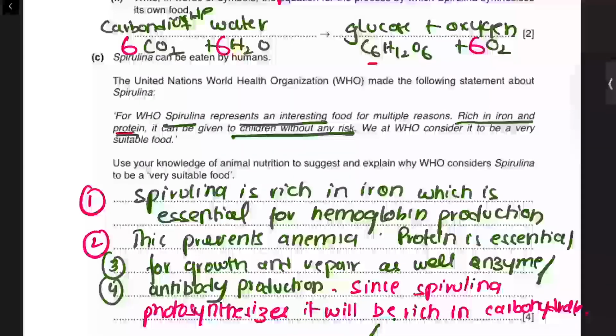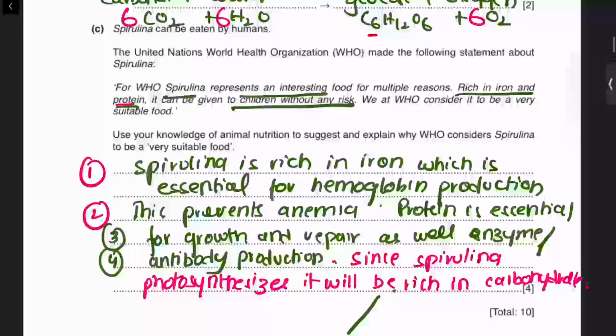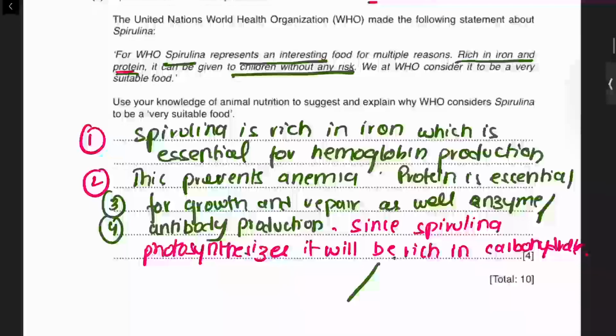Spirulina, since it photosynthesizes, will be rich in carbohydrates. So all the green lettering is enough for 4 marks. I'm telling you what are the possible answers. The red part is the other points you can give. And provides components of a balanced diet.